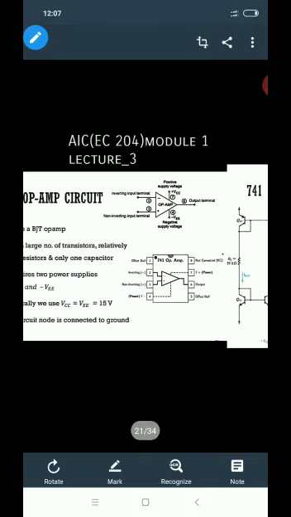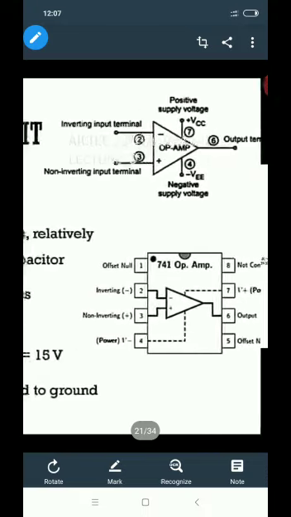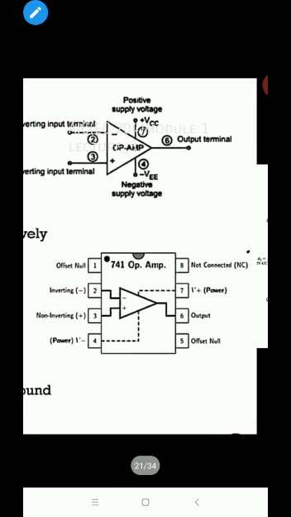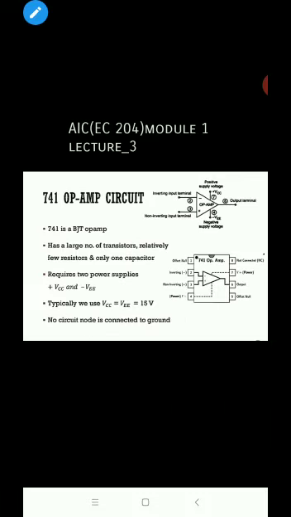Now in this pin diagram it is very clear that we have an 8-pin dual inline package. The first pin is offset null, the second one is our inverting input terminal, and the third pin is our non-inverting input terminal or plus terminal. Now the fourth pin is our negative power supply voltage minus VEE. Then the fifth pin is our offset null. Then the sixth pin is our output. Then the seventh pin is our positive power supply plus VCC. Then the eighth pin has no connection.